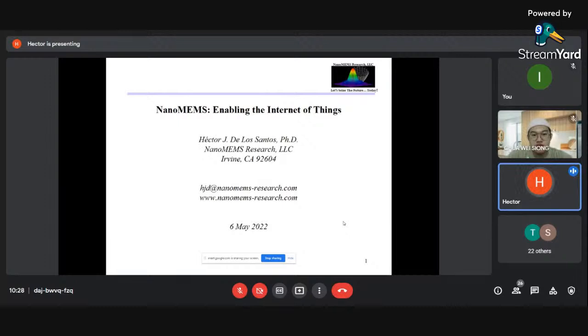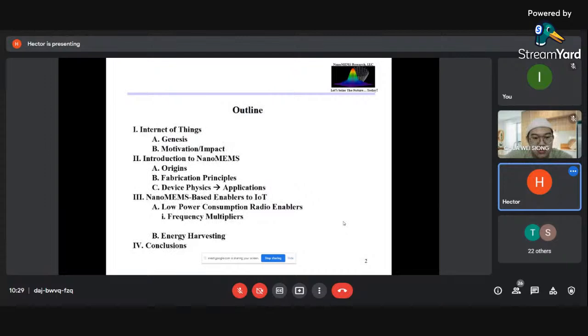So my name is Héctor de los Santos, and the title of my presentation is NanoMEMS, Enabling the Internet of Things. The outline of the presentation is as shown. I will begin by describing the genesis of the Internet of Things and its motivation and impact. Then I will briefly introduce the NanoMEMS field, in particular its origins, fabrication principles, and some device physics and applications. Then I will present a couple of examples of how NanoMEMS enables the Internet of Things in the area of low power consumption radios and energy harvesting, and then I will conclude.